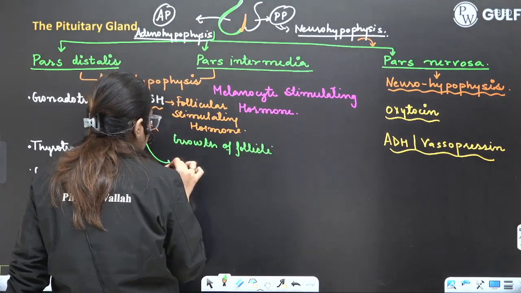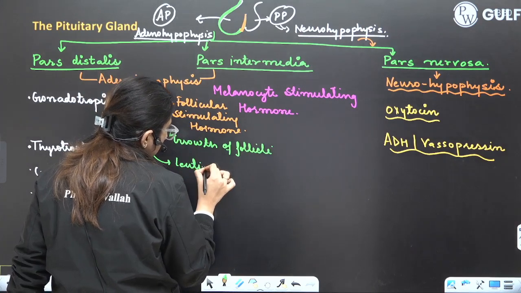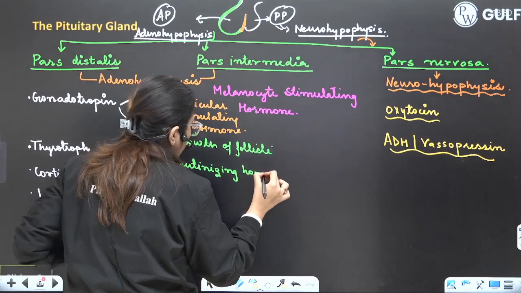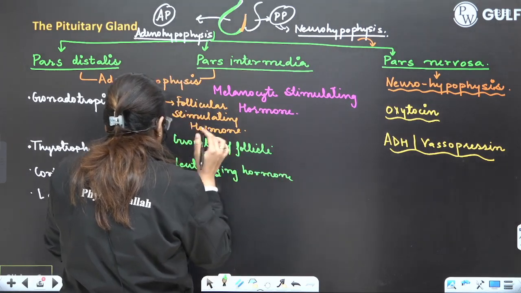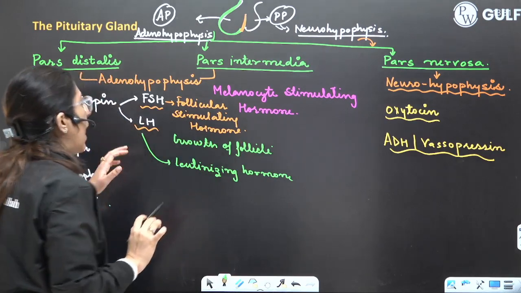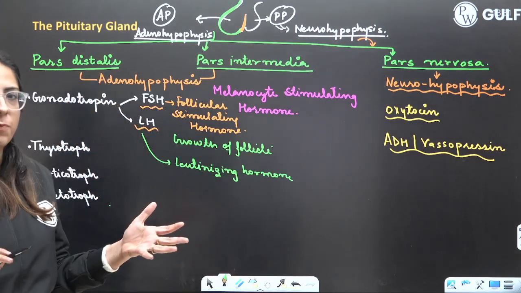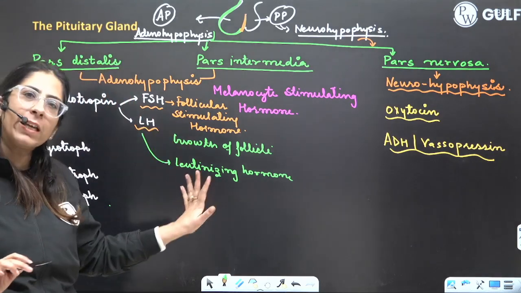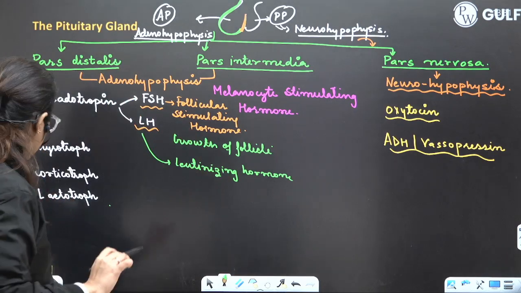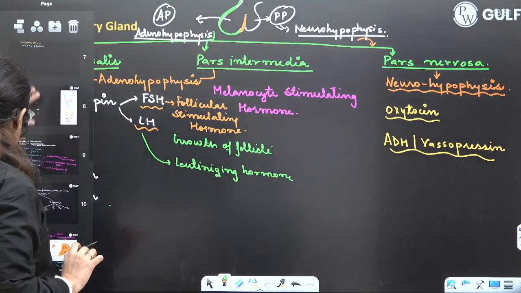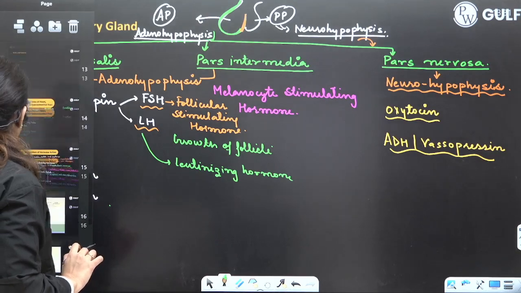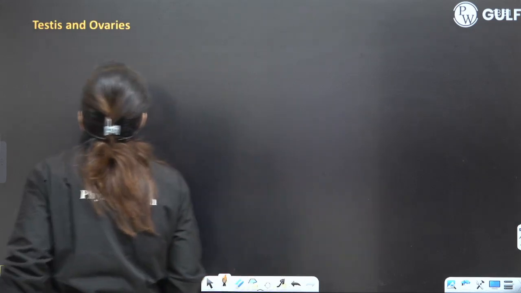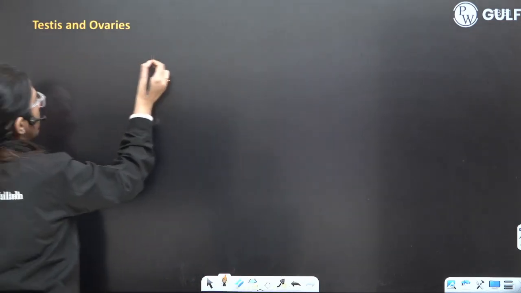And the second one is the luteinizing hormone. This follicle stimulating hormone and LH have different functions as far as males and females are concerned. Now let's talk about these two first, because here only I will complete the testes and ovaries as glands. I'll show you. See, hypothalamus.